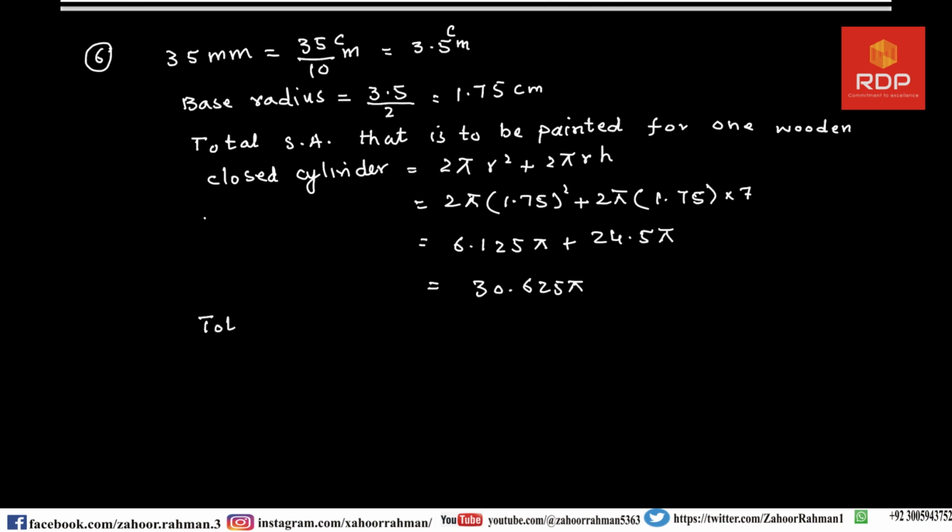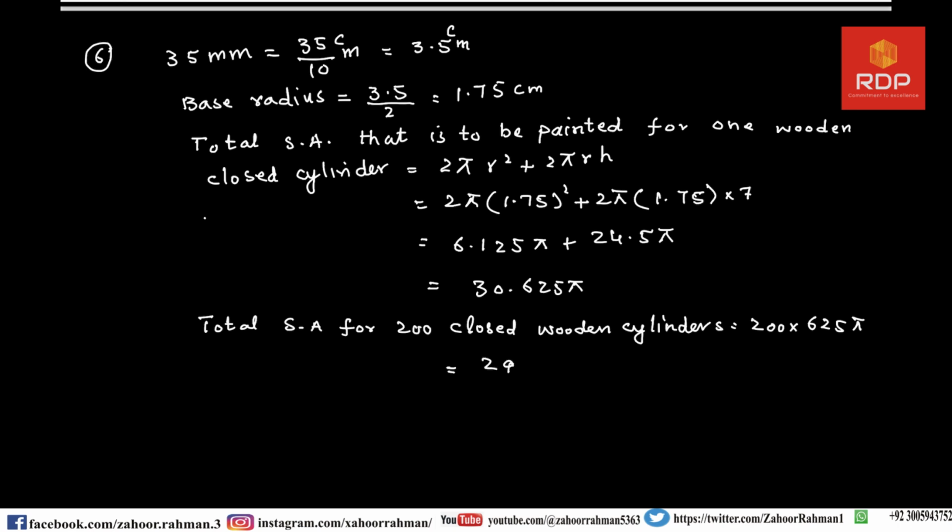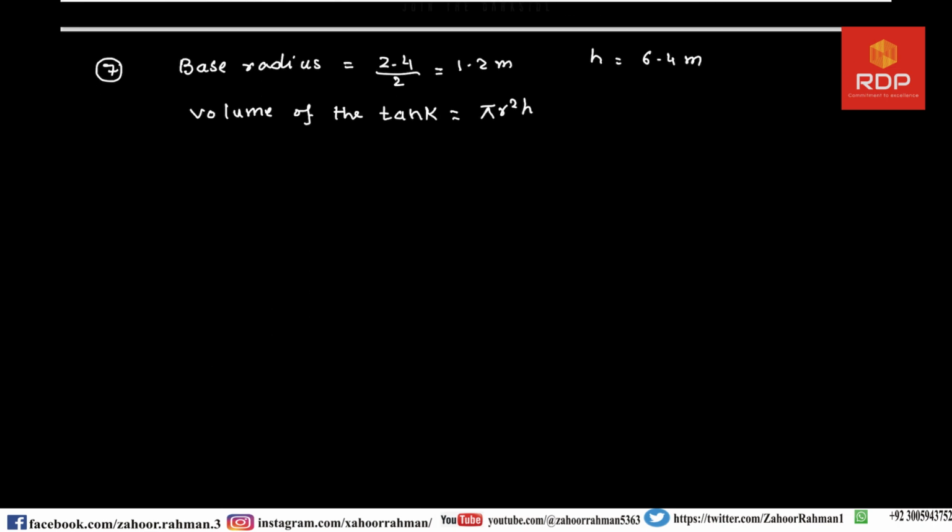So now the total surface area for 200 closed wooden cylinders, and we have to multiply what? 200 multiplied by 30.625 pi, and after inserting the value of pi and multiplying it, we will get 19,200 centimeter square, and that is the answer.